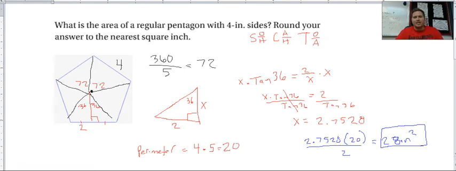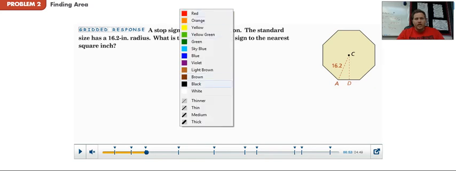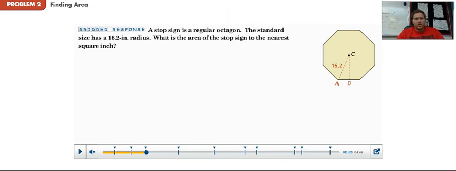Alright, and then our last problem right here. This one says we have a stop sign, a regular octagon, and we are given the radius. The radius is 6.2, and we need to find the area. Again, to find the area, we need to know the apothem and the perimeter, and we are given neither. We aren't even given a side.